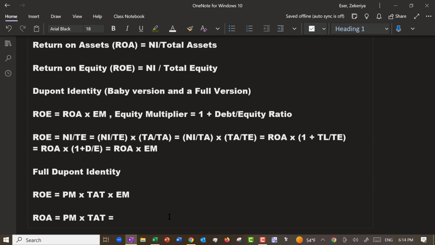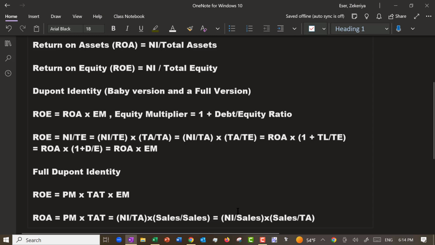Again, remember, ROA is net income over total assets. I'm going to multiply that by 1, but not just any one. Sales over sales. If you rearrange it, net income over sales times sales over total assets. This first one, we just defined it to be PM, profit margin. The second one, we talked about it last week. That is the total asset turnover.